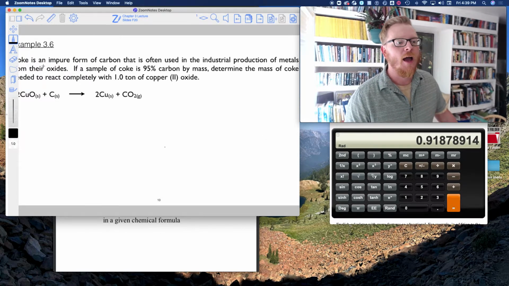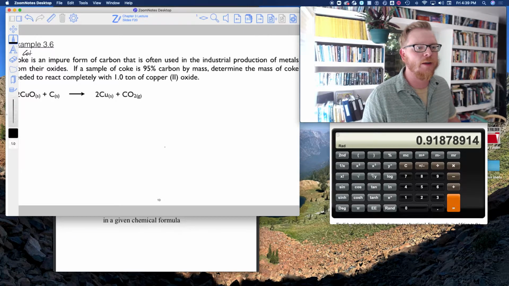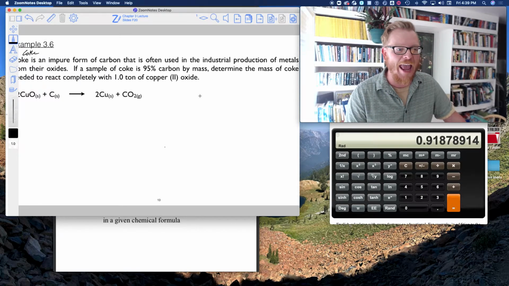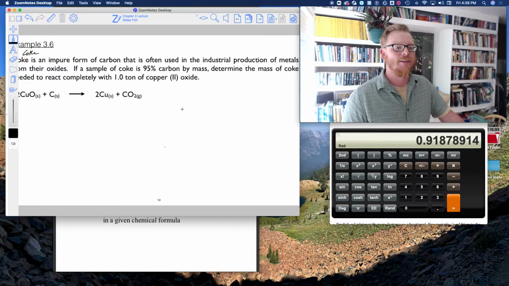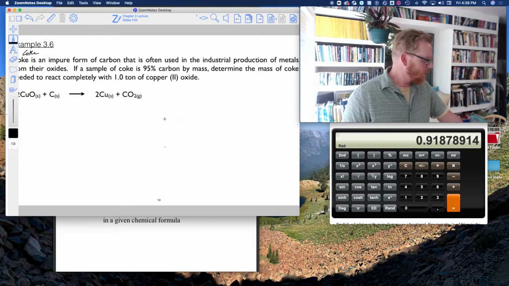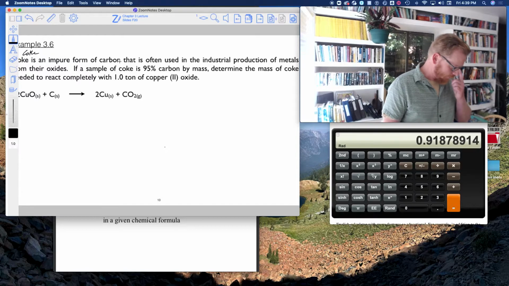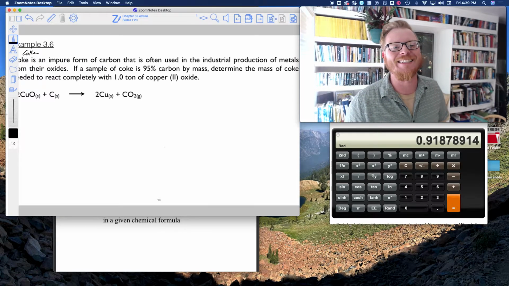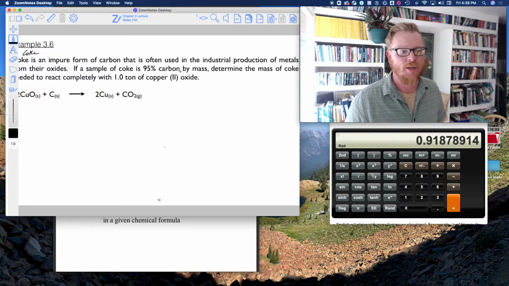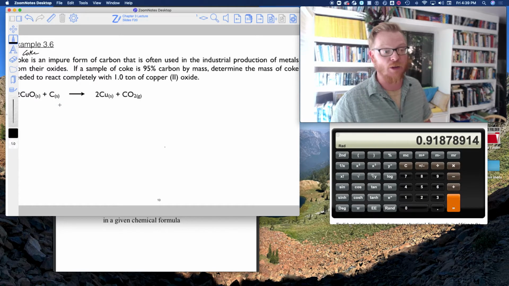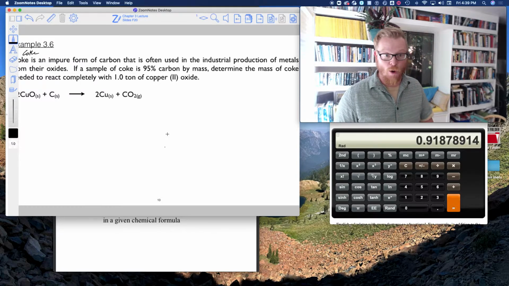So I'll read you the problem. Coke, I know you can't read it, but that says coke is an impure form of carbon that is often used in the industrial production of metals from their oxides. I'm not talking about coke like cocaine. Get it out of your minds, you college students. Okay. Coke is a real thing. Coke is an impure form of carbon. Okay, that's what it is, right? So if a sample of coke is 95% carbon by mass, determine the mass of coke needed to completely react with 1.0 ton of copper(II) oxide.